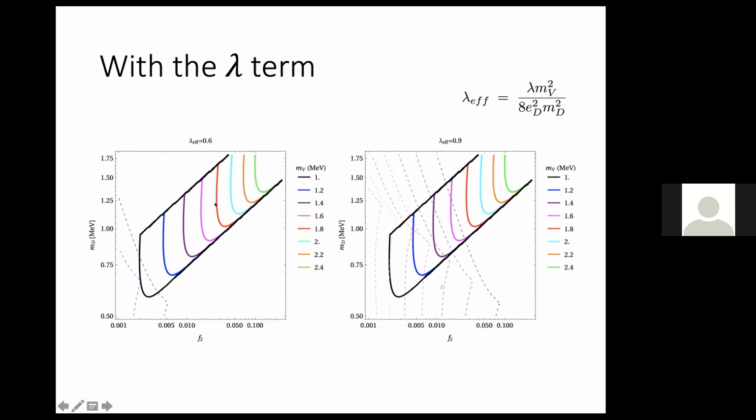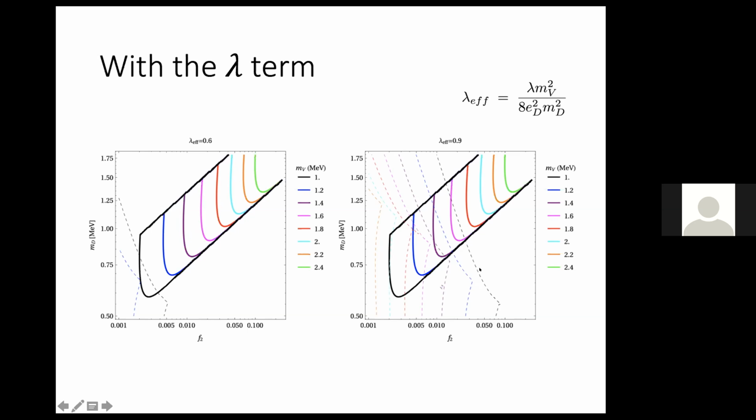And so this is the result if we invoke this lambda. We redefine lambda effective in this way. If we choose this lambda effective to be 0.6, which means about 60% cancellation, then you can see that between this dashed curve and this black curve, this region can fit the XENON anomaly. And if we allow something like 90% cancellation, then the parameter space to fit this XENON anomaly is even larger.